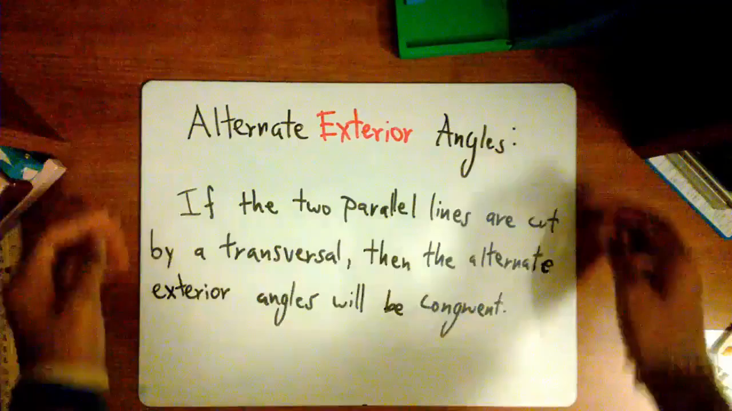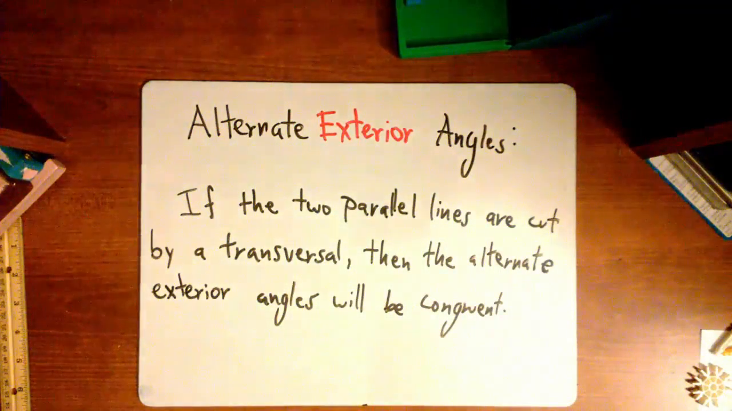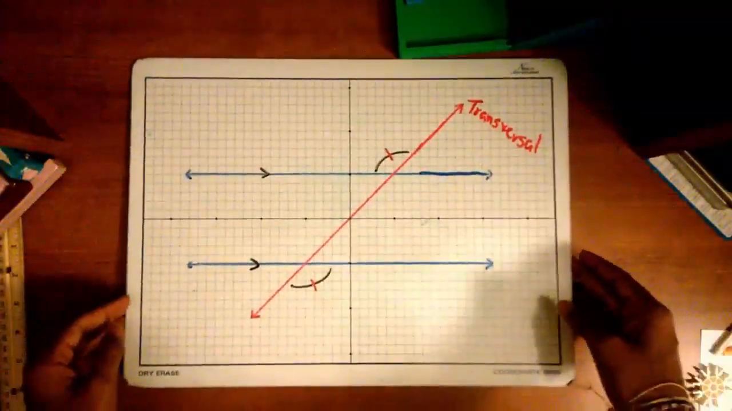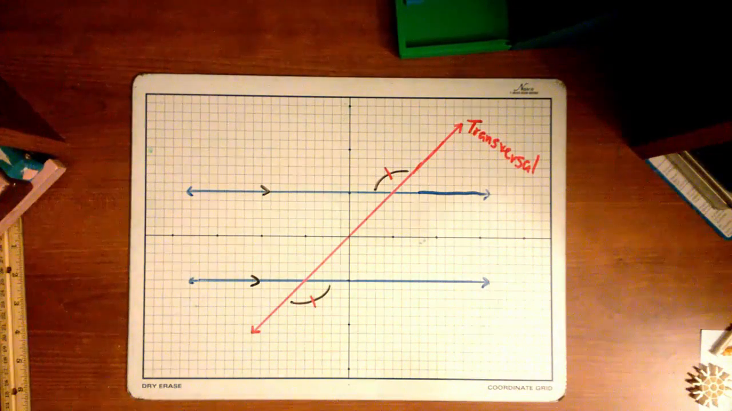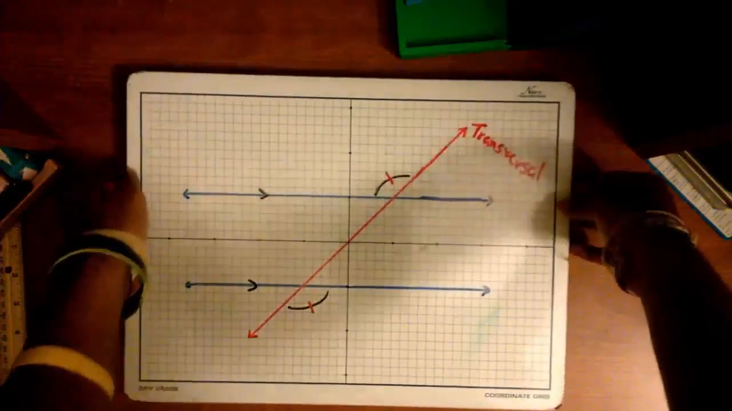Our third parallel postulate is the alternate exterior angles postulate, which states that if two parallel lines are cut by a transversal, then the alternate exterior angles will be congruent. Looking at our example, we can see two parallel lines cut by a transversal. The top exterior angles from the top and bottom are congruent.